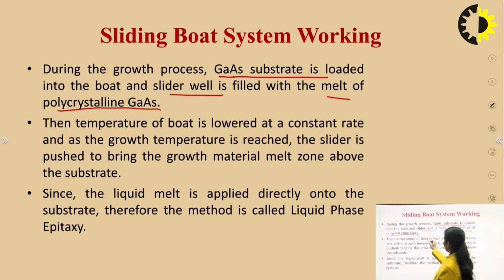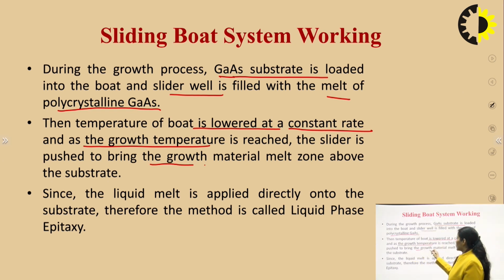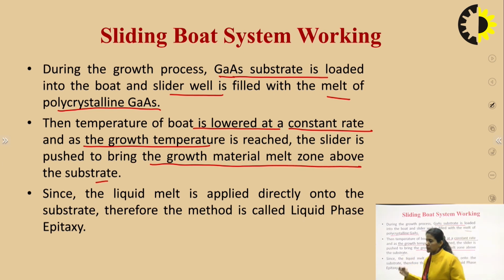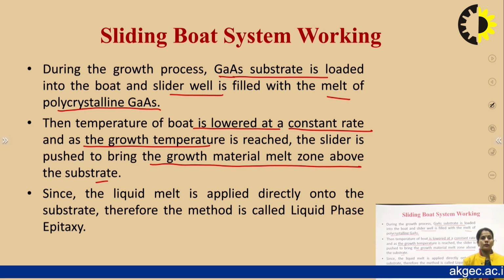Then the temperature of the boat is lowered at a constant rate, and as the growth temperature is reached, the slider is pushed in to bring the growth material melt zone above the substrate. What it wants to say is that the melt is there, and it has to be deposited on the substrate. So at a particular temperature the deposition should take place so that the melt can be solidified perfectly. This is called the growth temperature, at which the melt is to be solidified perfectly.